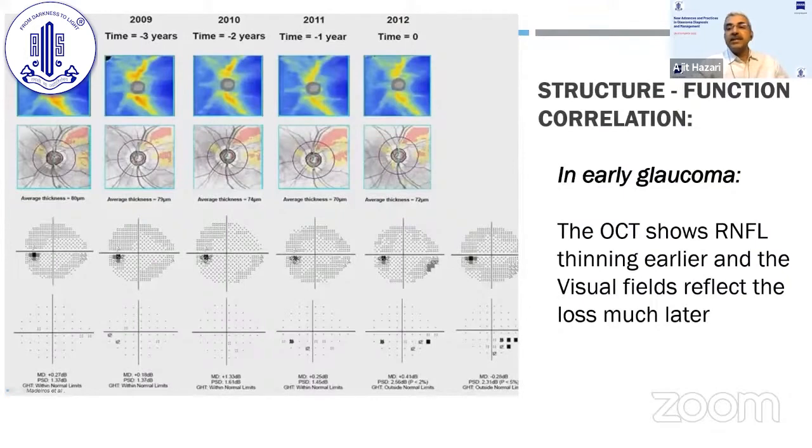Well, the reason is that in early glaucoma, we have a redundancy of the retinal ganglion cell layer. As a result, the visual field does not get affected initially, but a well-done OCT will pick up defects earlier in these early glaucoma patients.